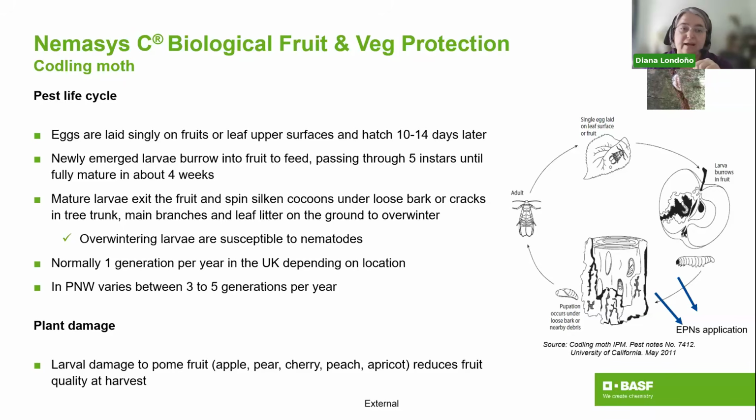But what happens after? You have what we call the overwintering larvae. These overwintering larvae are in the soil and also in the trunk. Here is when you apply the nematodes. The nematodes are very efficacious against these larvae, and also against the pupae. So in the next generation, we're going to see a decrease in the number of insects.